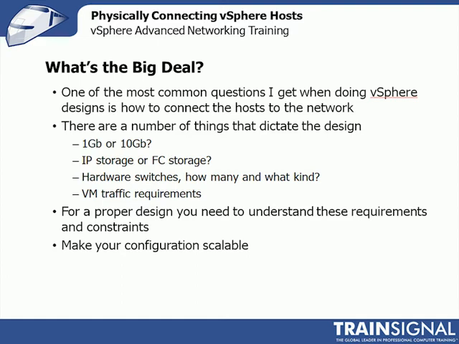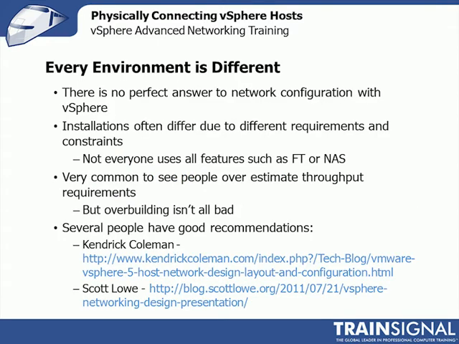My main focus when I do these designs is to make the configuration scalable. If we miss on the VM requirements, I want to make it easy to supplement that with additional throughput. If we miss on something else, I want it to be easy to scale or easy to change. Every environment is different. So again, I said a minute ago, there's really no perfect answer. So I don't have this big list of reference connectivity architectures to say, go pick that one, because it completely varies. The way I do some network design is different than even how others do network design. Everybody has their own way.